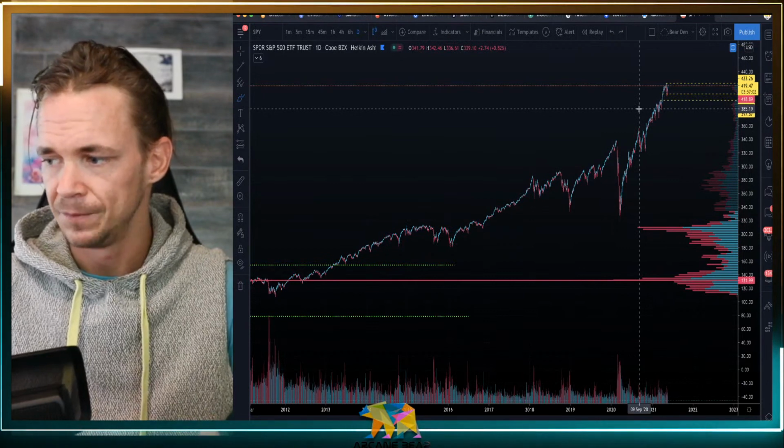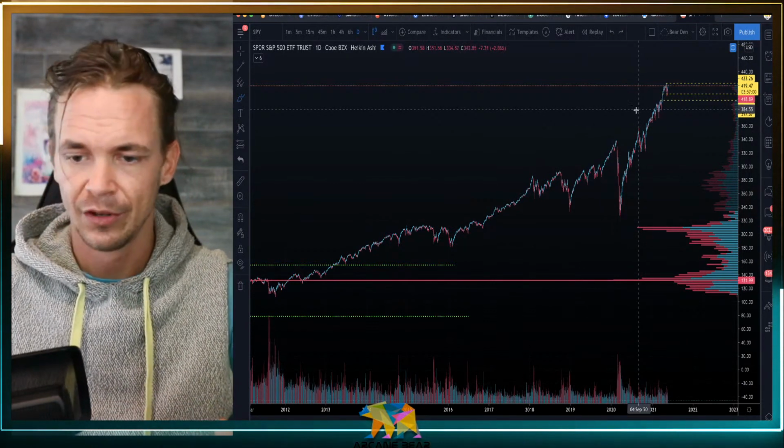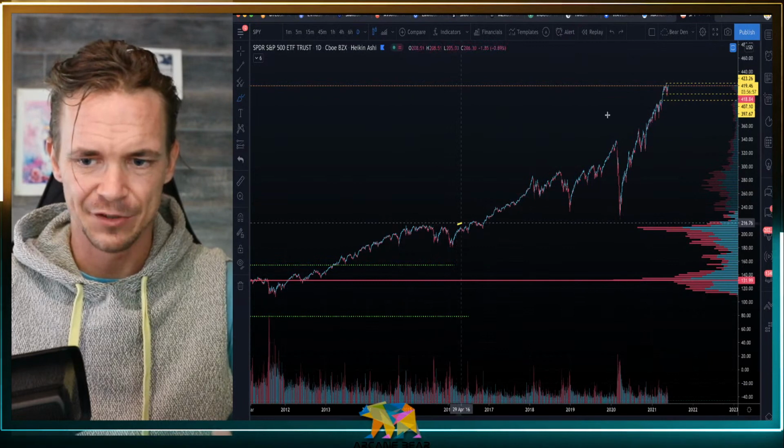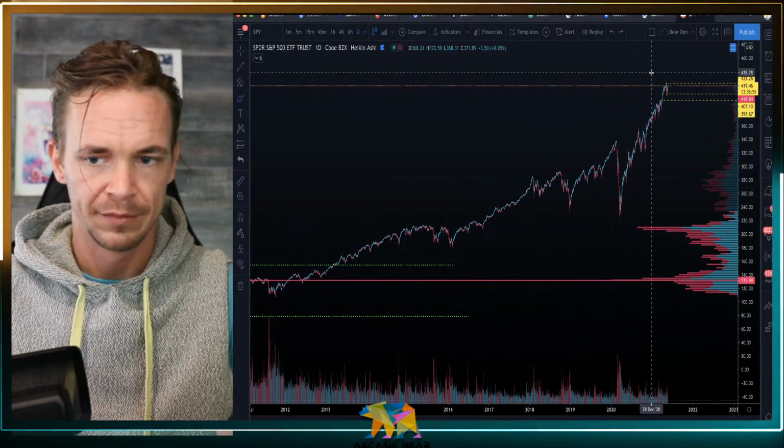The US dollar is basically worthless. Therefore, anything that is an asset is going to continue to go up. That's about the end of that one.